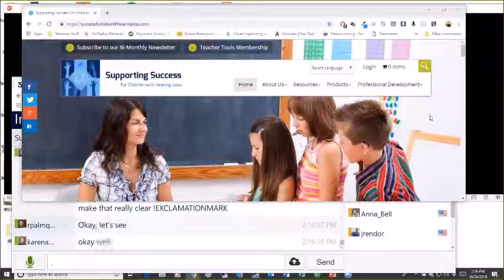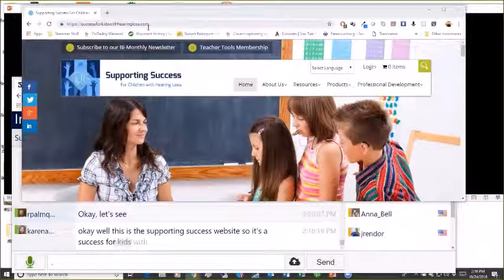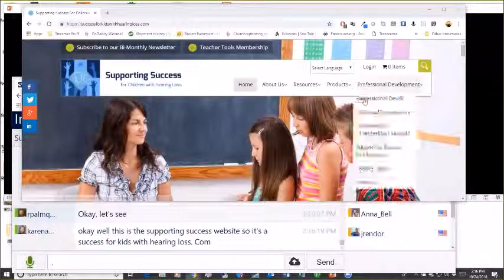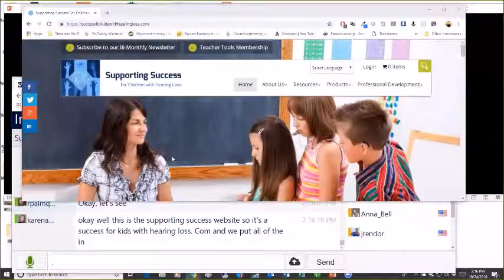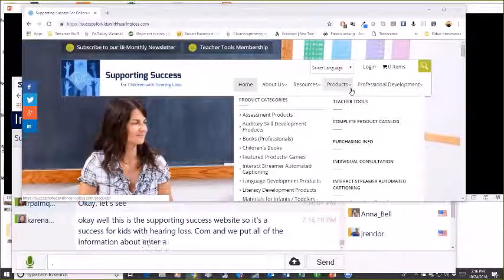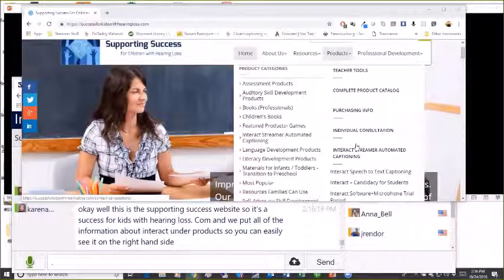Okay, well, this is the Supporting Success website. It's successforkidswithhearingloss.com. And we put all of the information about Interact under products. So you can easily see it on the right-hand side. Scroll down a little bit.